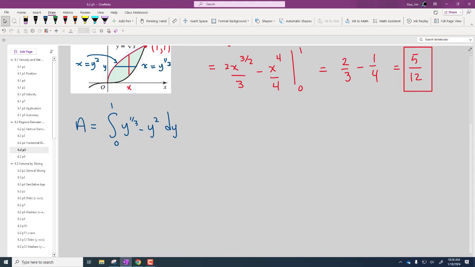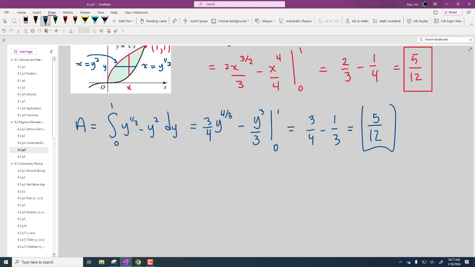So we add 1 to the exponent, divide by the new exponent, so we're going to have y to the 4/3 divided by 4/3, and then y cubed over 3, from 0 to 1. We're going to get 3/4 minus a third, which is going to be 9 minus 4, which is 5 over 12. Same thing, as we would expect. That's why we like math.